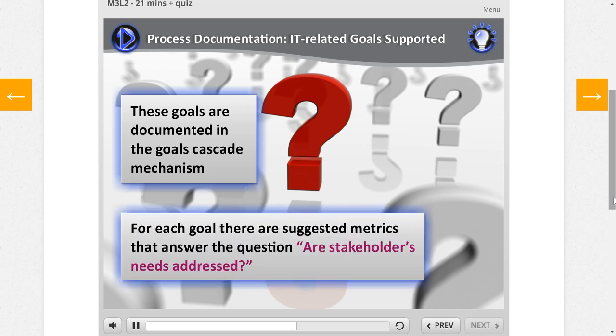The IT-related goals relate to the stakeholder needs, and the associated metrics answer the question, are stakeholders' needs addressed? Process BAI-06 provides primary support for 3 IT-related goals. We'll examine each of them over the next 3 screens.